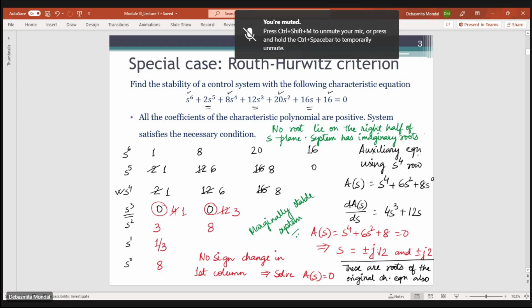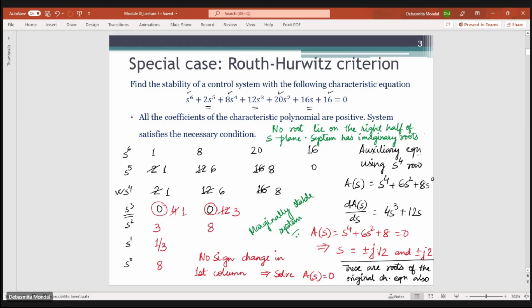So since there is no sign change in the first column, you can write that no root or no pole of the system lies on the right half of the S-plane. Now in order to find out the roots or the poles which have equal magnitude, what we need to do is to solve the auxiliary equation. So s to the power 4 plus 6s square plus 8 equals 0. You solve this equation and you will get that the value of s will be plus minus j root 2 and plus minus j2.